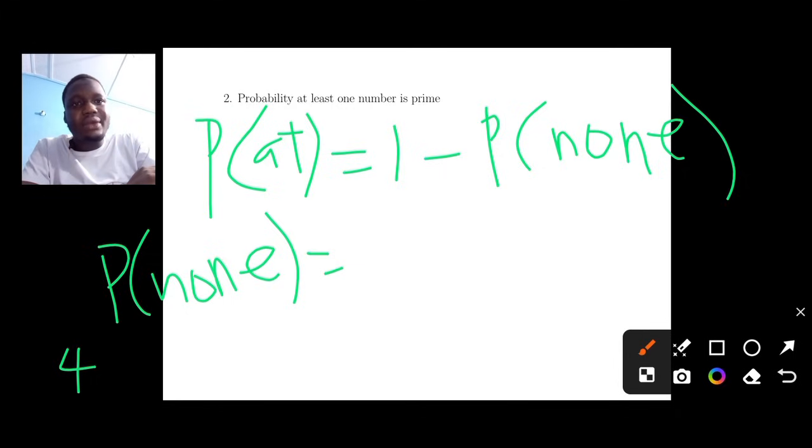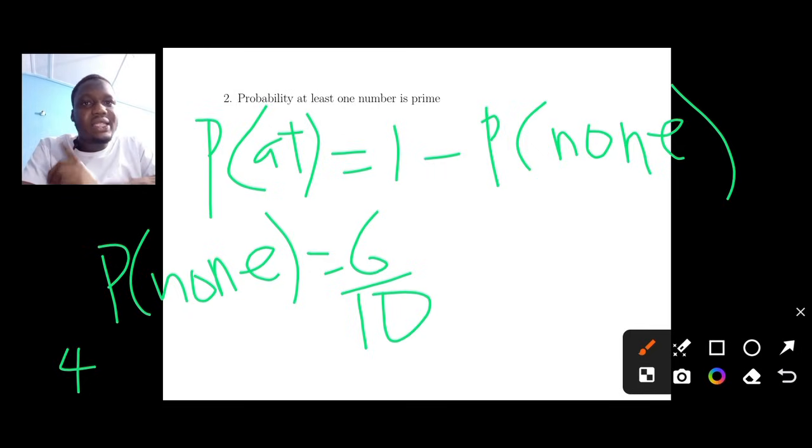So not prime means 6/10. So this is the first one. And we want a case where the second one too wouldn't be prime. But remember, we've already taken out one number which is not prime. So the numbers that are not prime reduce to 5.